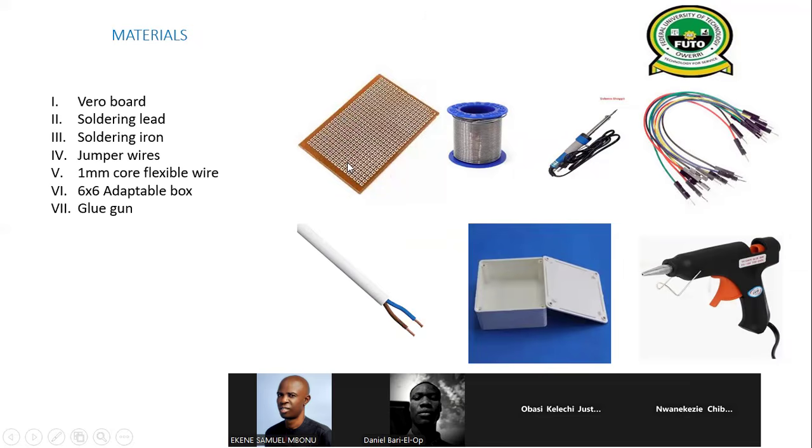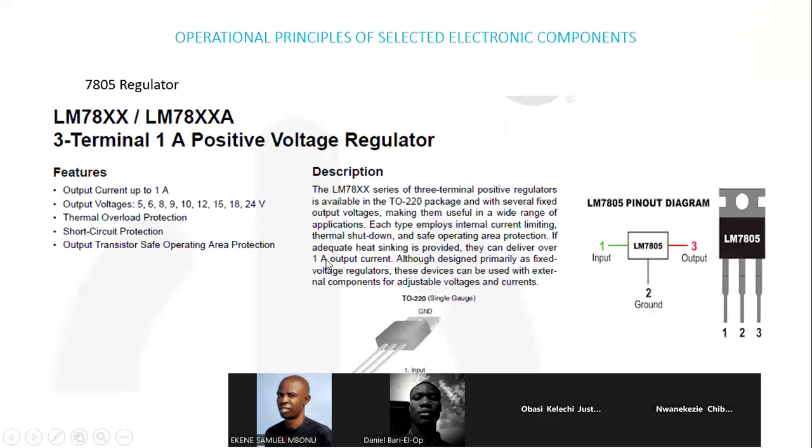Eventually, when we finish the design, we will mount it on variable board. So we will need soldering lead, soldering iron, jumper wire, flexible wire to connect our AC, and adaptable box to package our power supply, and then the glue gun to be able to get some components in place inside this box. We proceed. Now, let's get to the design.